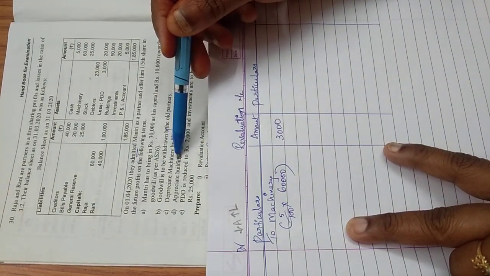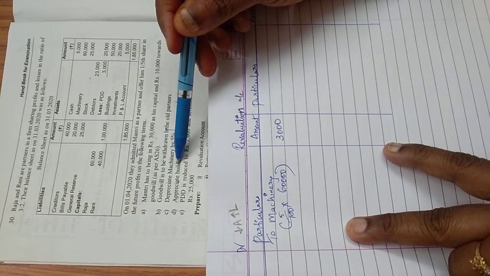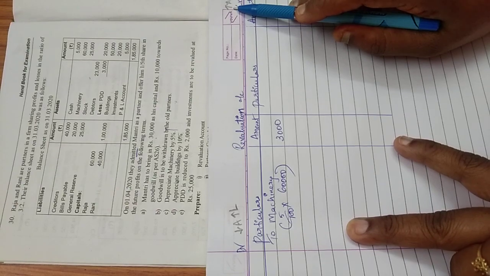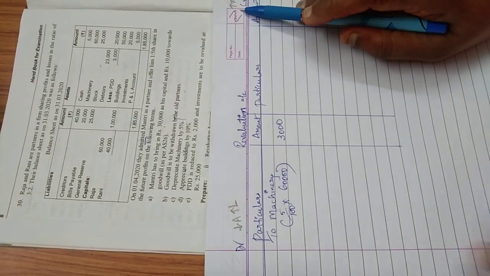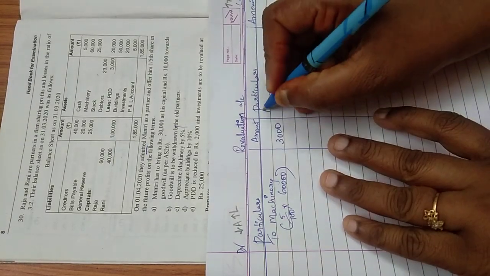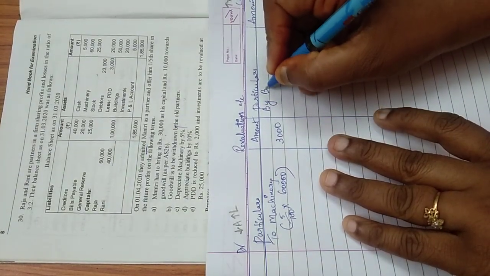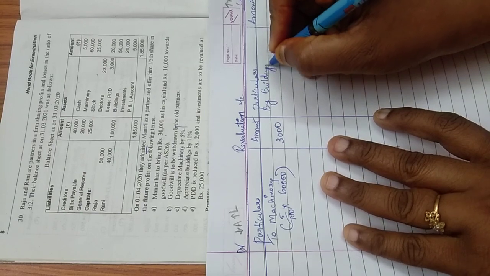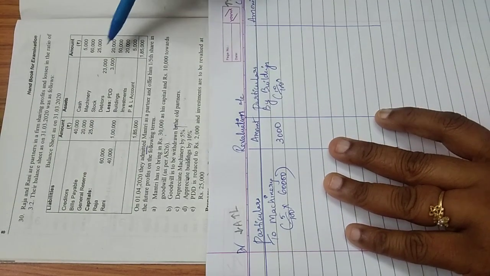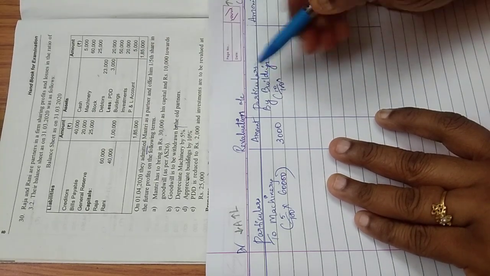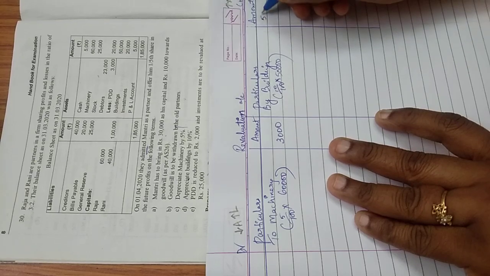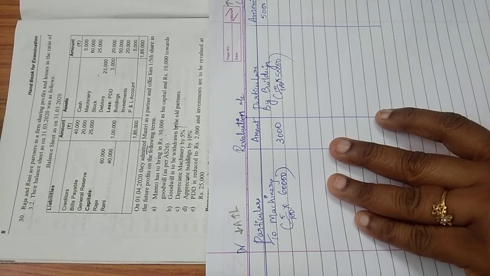Next, appreciate building by 10%. Now building is an asset. Appreciate building means the value of the asset increases. So increase in asset will come on the credit side. I've clearly mentioned here the symbol for increase in asset. So I take it here. I will write by building. Now how much is the increase? They've mentioned 10%, so 10% on your building. The building value is 50,000. So 10% on 50,000 will give me 5,000. Done. Next.